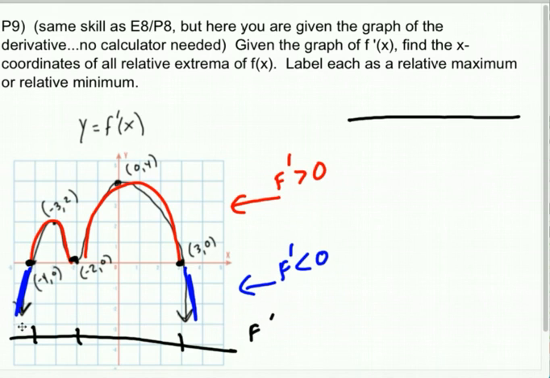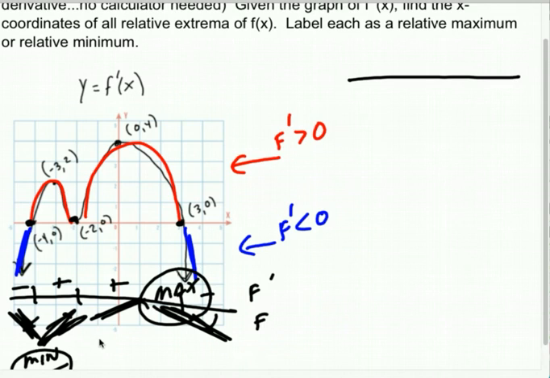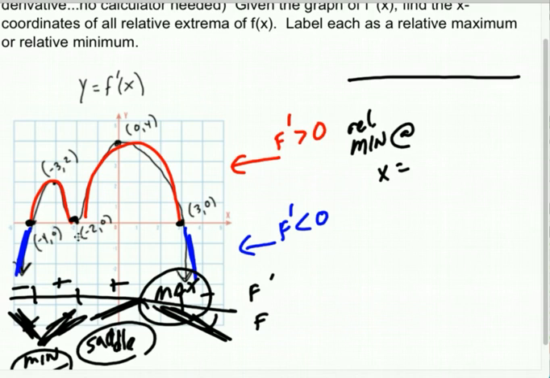f prime is negative, positive, more positive, and then negative again, which means that f is going down, up, down. So you have a min. If you need to see that a little bit better, I'll go down a smidge. So we have down, up again, and then down. I was a little bit off there, but that max would happen at this critical number, and that min would happen here, and there would be a saddle at this critical number. So you would have a relative minimum at x equals -4. That's a min.